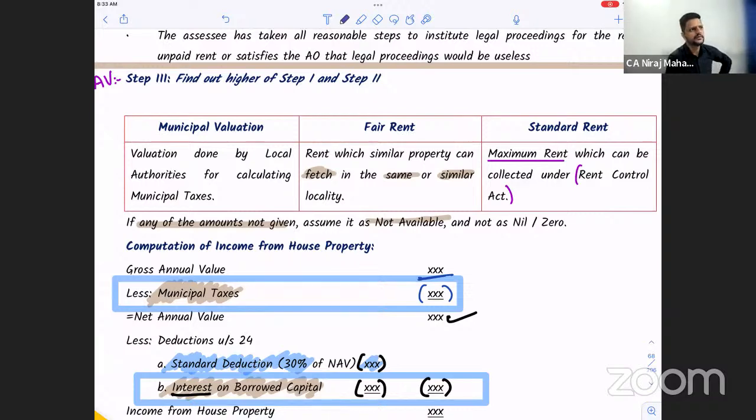How do you find tax? Some may say boring, some may say interesting, some may say easy, some may say difficult. That is subjective opinion, isn't it? So fair rent is something similar. What are you getting in the nearby area? Clear till here? But municipal valuation and standard rent are given by law. Clear-cut numbers are given. We'll go ahead.